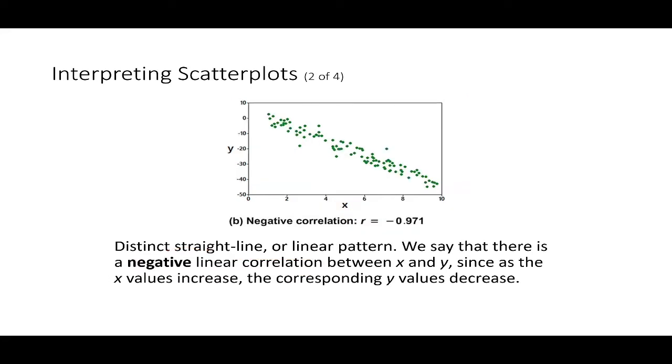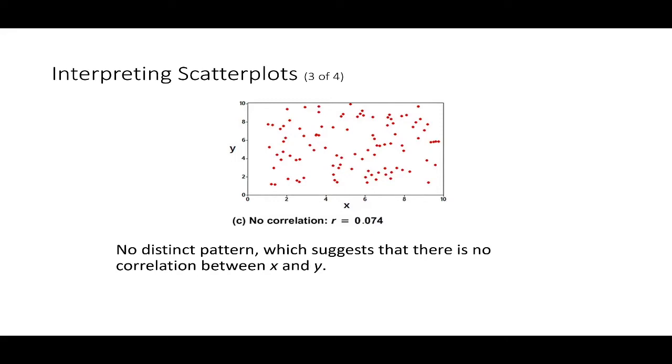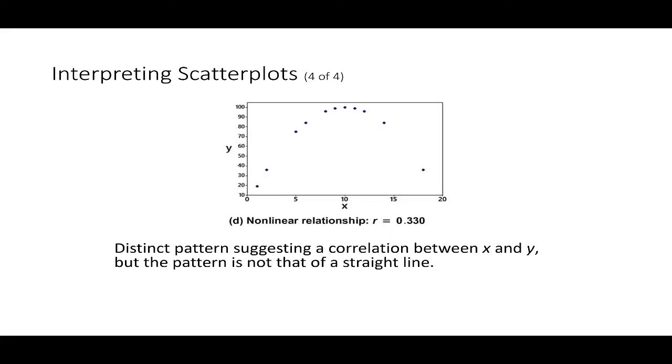Here is another example. Here the data, as you can see, is going down. As x goes up, y is going down, and there is an R value which is negative 0.97. And here is the third example. The data is scattered everywhere, so we don't see a distinct pattern. The value of R is 0.074, which is very, very small. So it suggests that there is no correlation between x and y. We don't see any linear correlation here. If the value of R is close to 1, then that's a linear correlation.